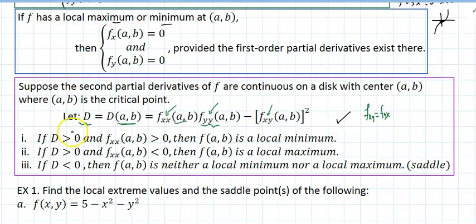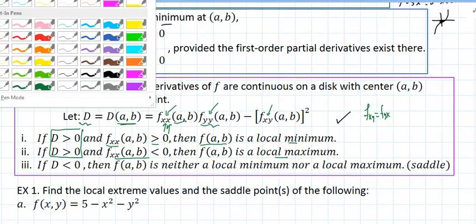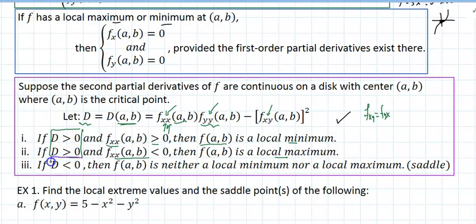So the deal is, if d is positive, you're in luck. Then you look at the second derivative of f with respect to x. If that's positive, the z value is a minimum. If that second derivative is negative, you have a local maximum for z. If d happens to be negative, if you do this combination and it turns out to be negative, that tells you this is not a maximum nor a minimum. It's actually a saddle point.